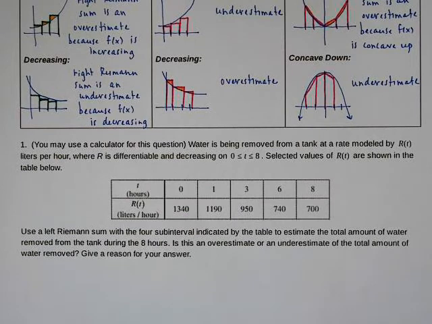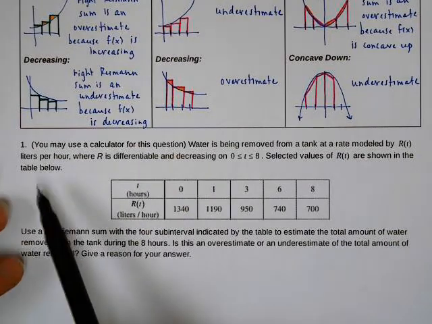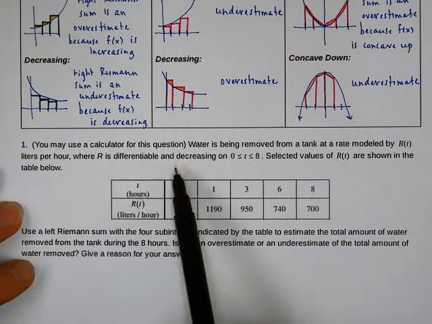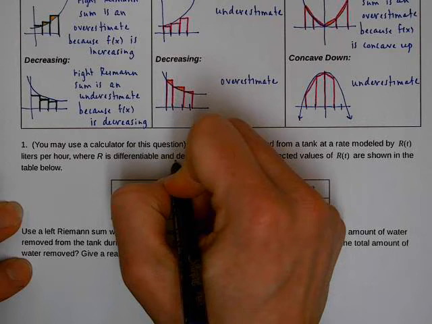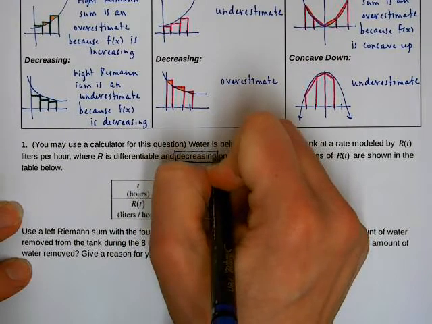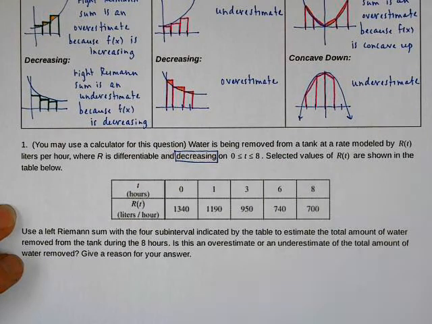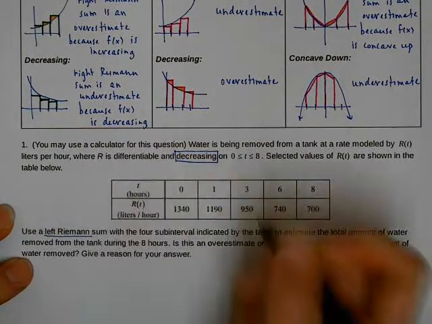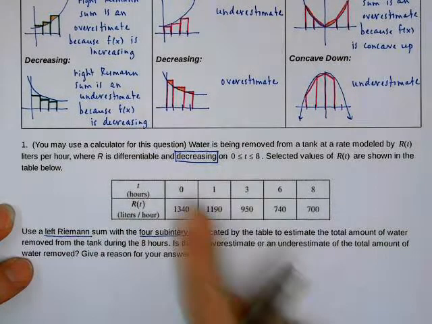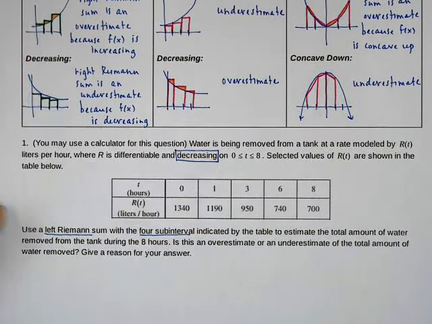It says we may use a calculator. Water is being removed from a tank at a rate modeled by R of t, liters per hour, where R is differentiable, which just means I can take a derivative, and it's decreasing. So based on what we've been talking about, I know this is important information. It's decreasing, and selected values are shown in the table below. It says use a left Riemann sum with the 4 subintervals that are in the table to estimate the total of water removed from the tank.